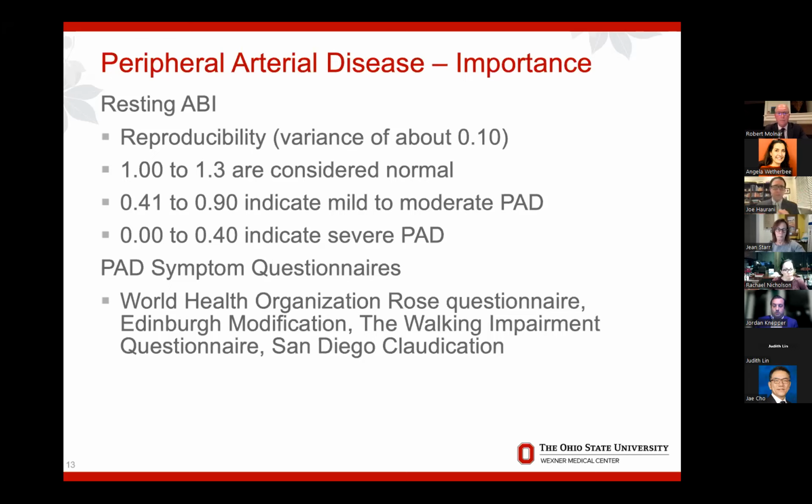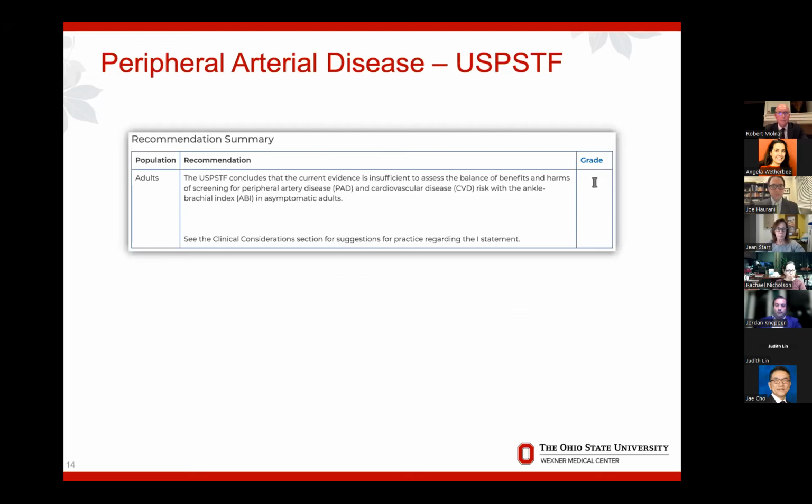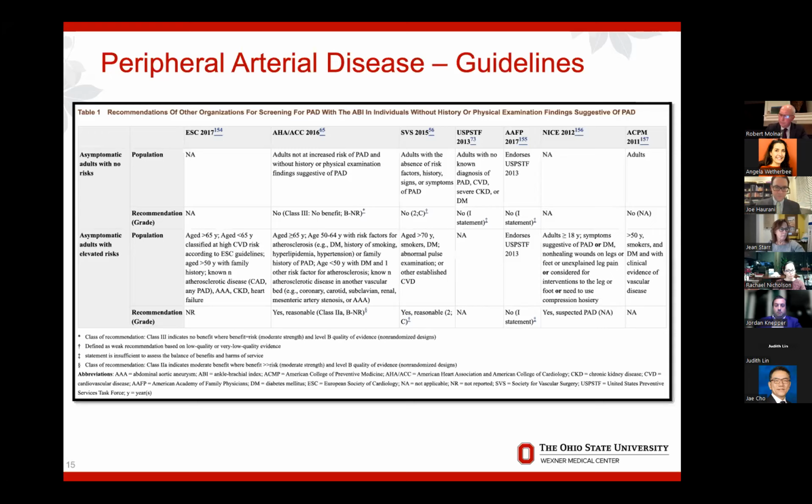So here's some examples: the World Health Organization Rose questionnaire, Edinburgh modification of that, walking impairment questionnaire, San Diego claudication score. So what does the U.S. Preventive Services Task Force, long acronym, recommend? They say there's inconclusive data at this time. All right, so they don't really have a strong recommendation for or against screening to see whether there's a benefit in screening for peripheral vascular disease and reducing cardiovascular disease and related complications.